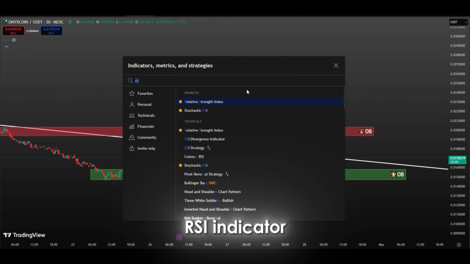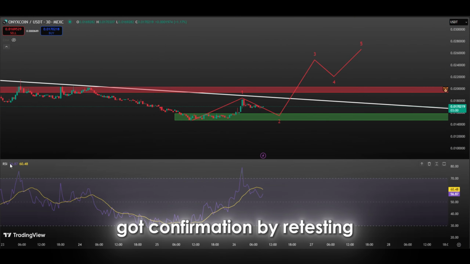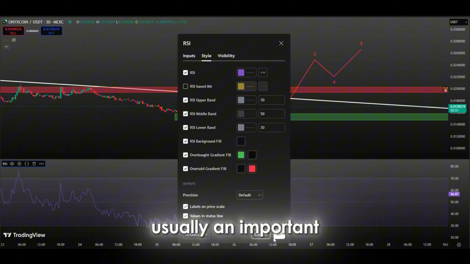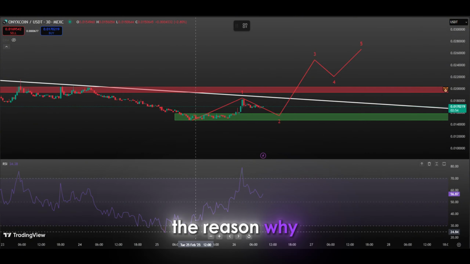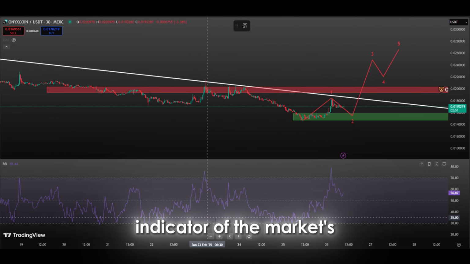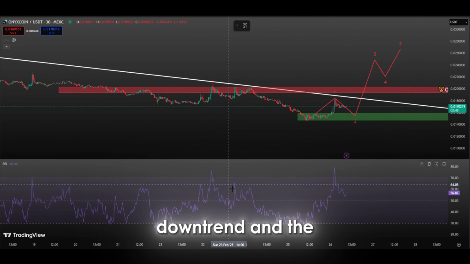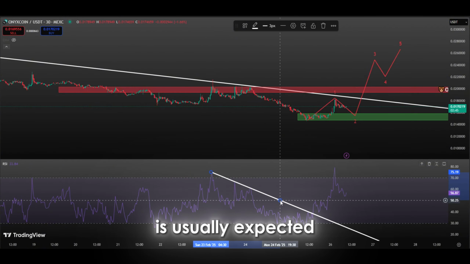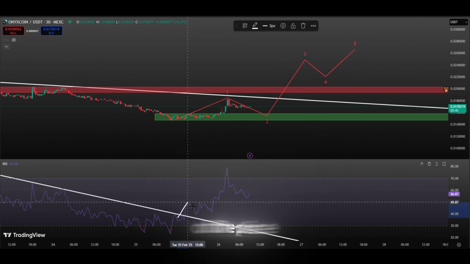Looking at the RSI indicator, we can see that a downtrend was formed earlier, and the price got confirmation by retesting after breaking this trend line. The retest is usually an important step in a bull market, confirming that the uptrend will continue. The reason why RSI trends are so important is that they are a powerful indicator of the market's momentum and balance of power. If the RSI is in a downtrend and the trend breaks, a similar breakout in price action is usually expected. This is because the RSI is an oscillator that reflects the speed and strength of the price.